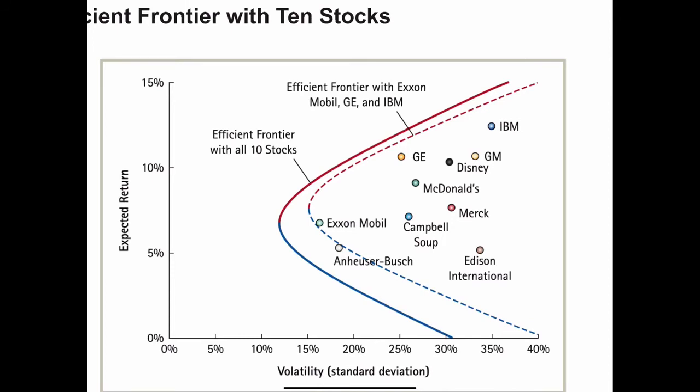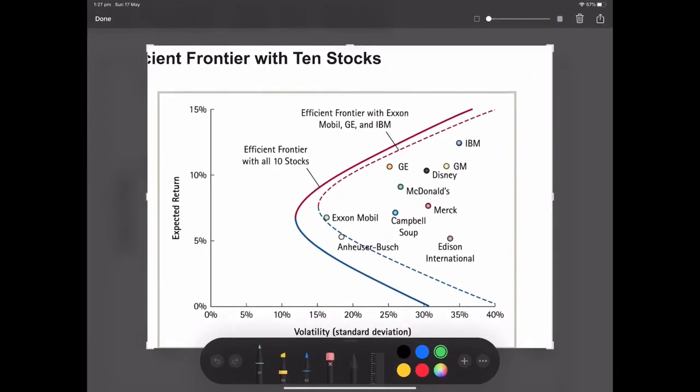But if you have 10 stocks, you can see that now it's being pushed towards northwest. Pushing towards northwest means having more stocks will move your efficient frontier towards northwest. Why is northwest better? Because the more northwest it is, the higher the return, the lower the volatility. That's what you want to achieve, right? Don't you want to have a low risk and high return? And that's the case, right?